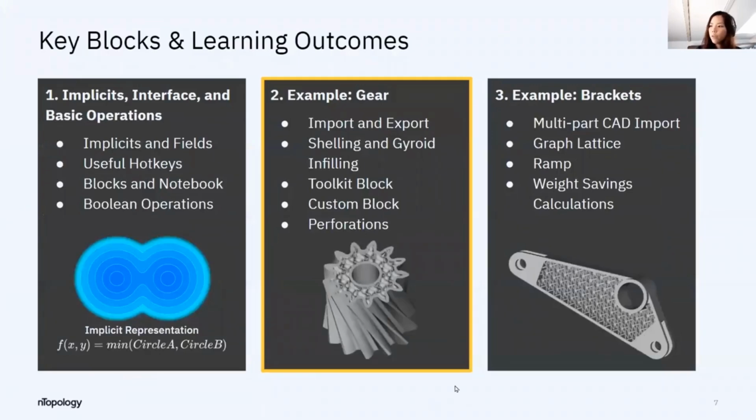which essentially what we're going to try to create now is we have a mesh file that we're going to import, and we're going to shell and gyroid this part after converting it to an implicit body, of course. We'll introduce the concept of toolkit block and custom block, and then show a little bit of that perforation that you need for additive manufacturing applications. So this is the final structure that we're trying to get with this block.